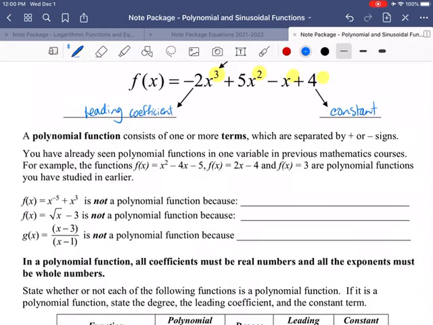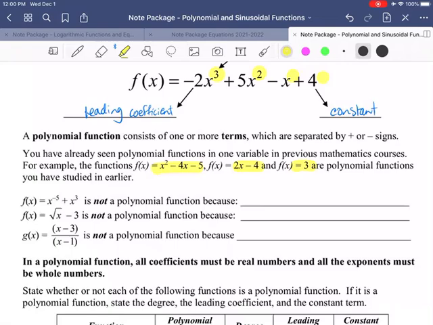A polynomial function consists of one or more terms, which are separated by positive or negative signs, or addition or subtraction. If you've already seen polynomial functions in one variable, for example, quadratics, they're polynomial functions as well. Same with linear equations, same with just constant terms. So quadratics, linear equations, and constants.